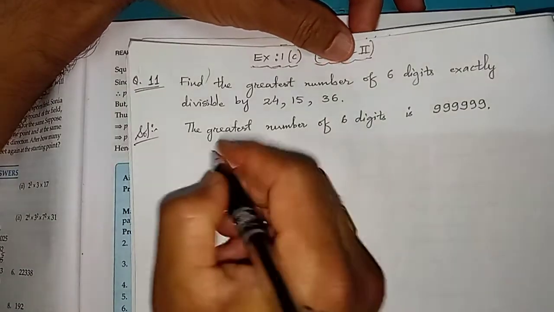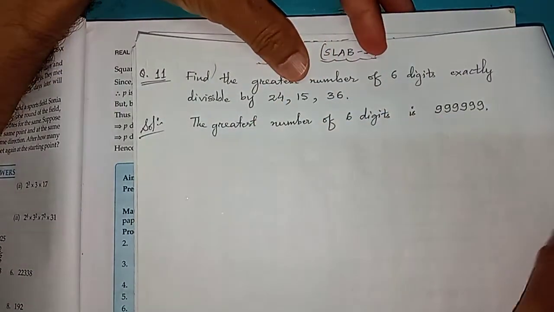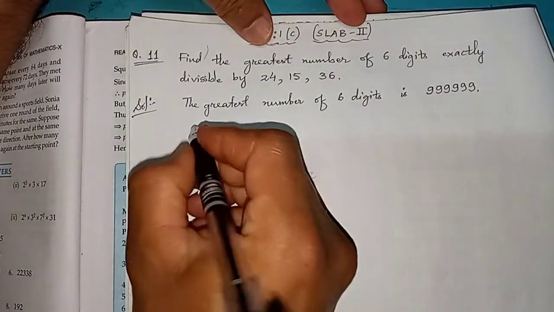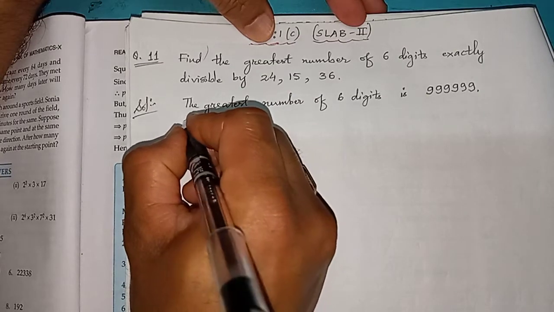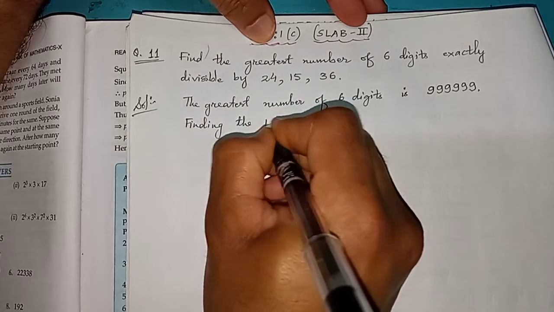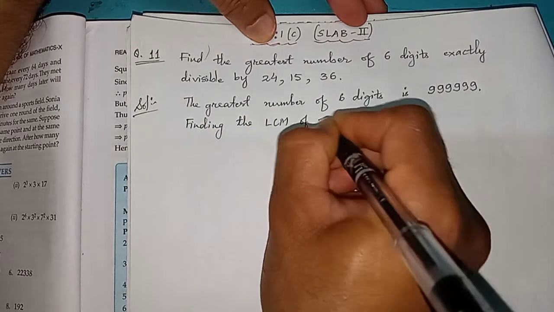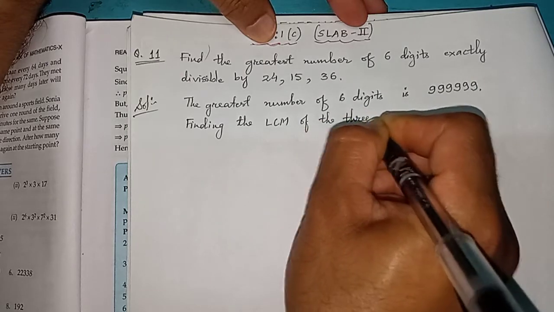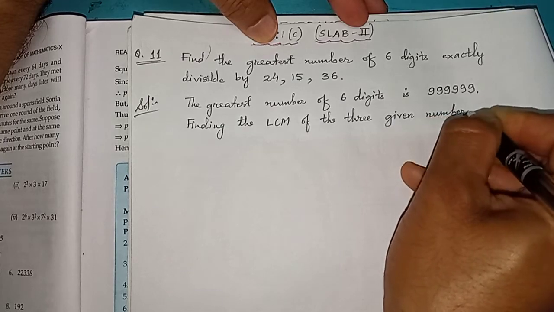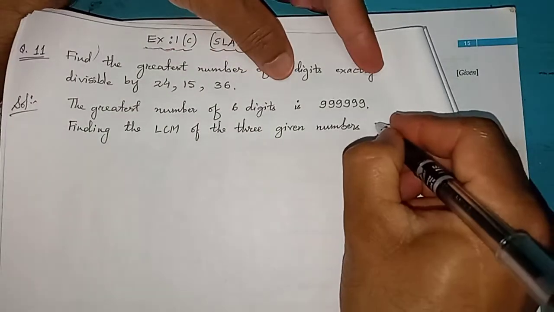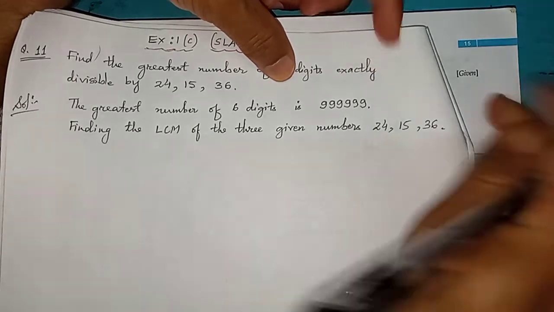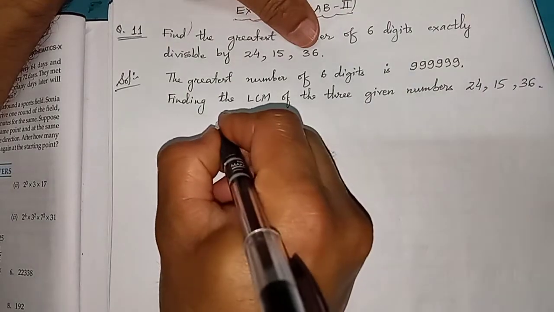Okay, so now we'll find the LCM of the three given numbers. And which are the three numbers given to you? The three numbers given to you are 24, 15 and 36.